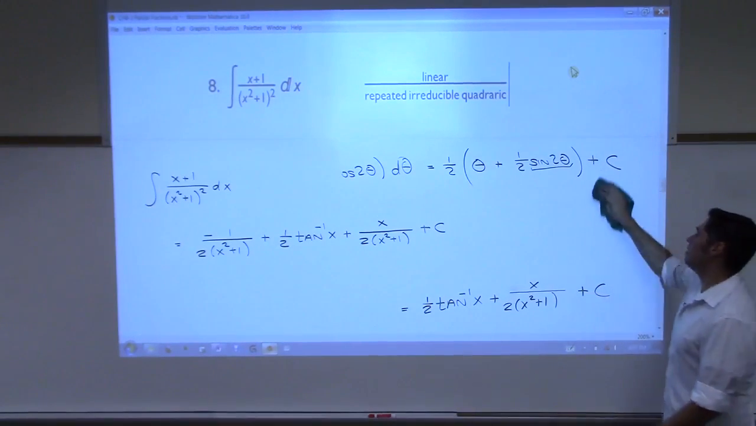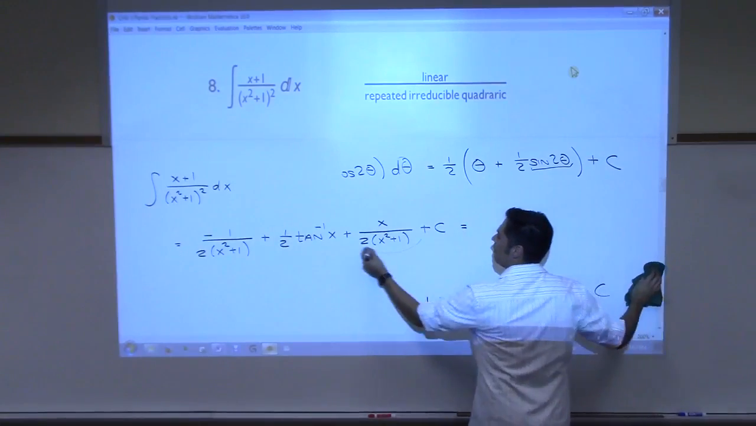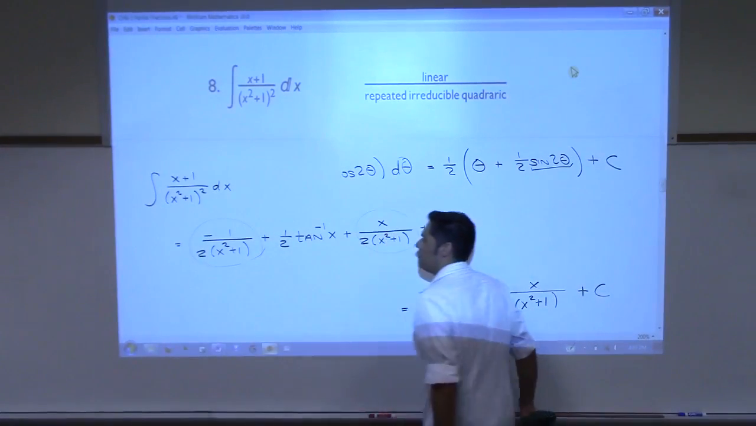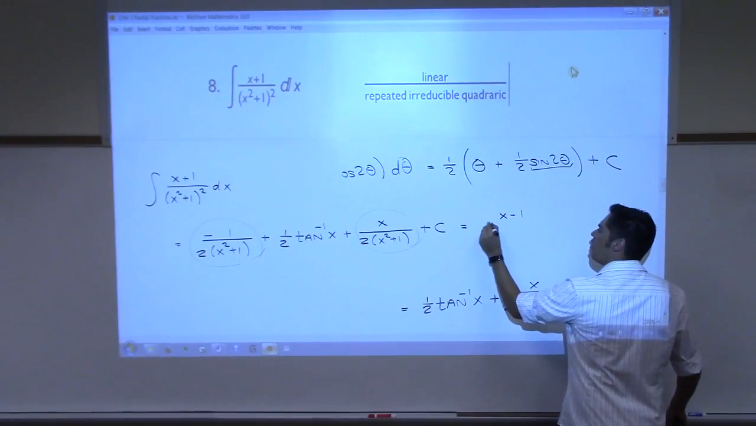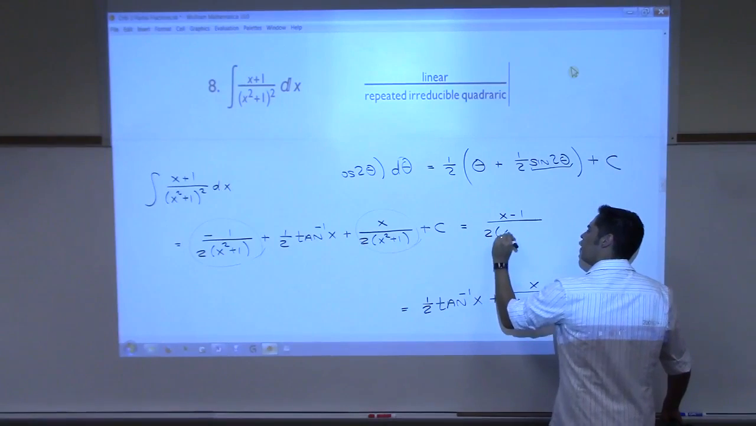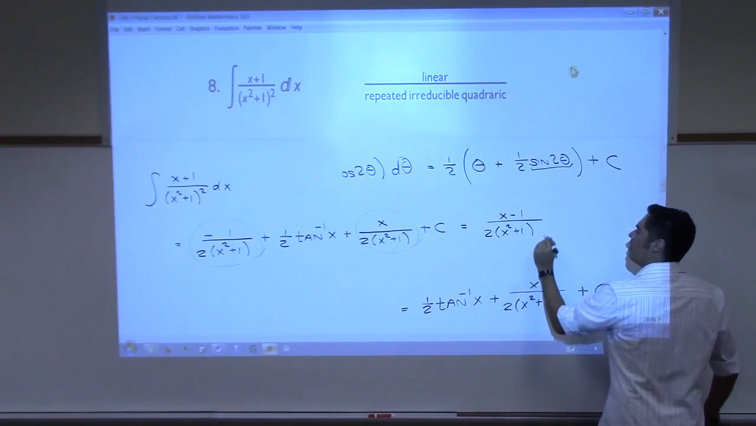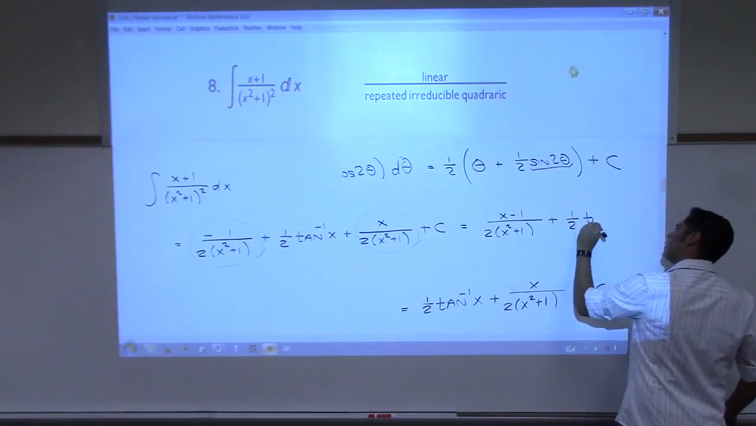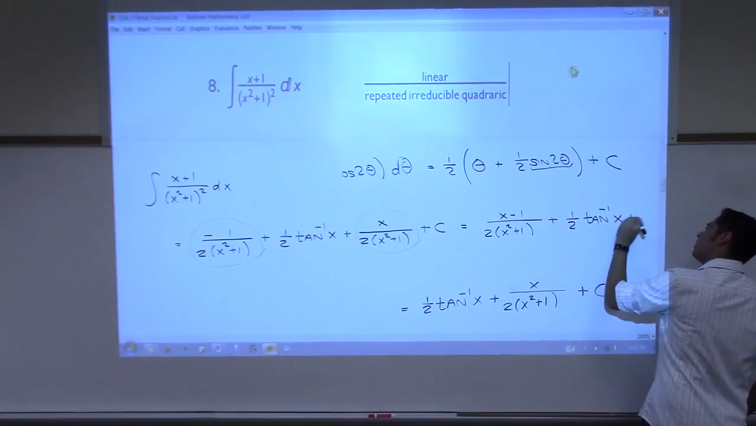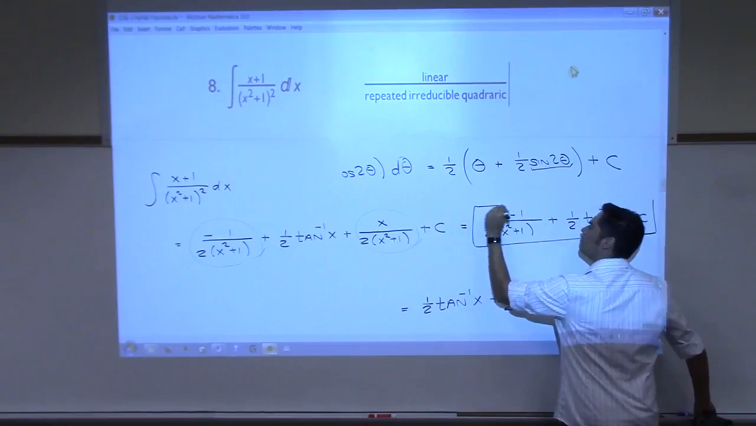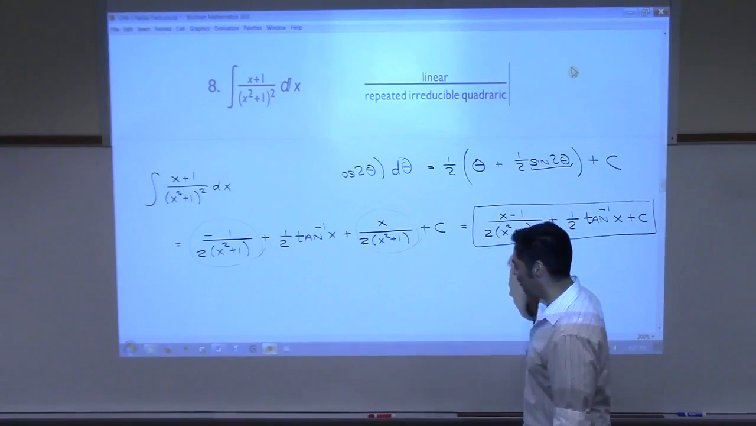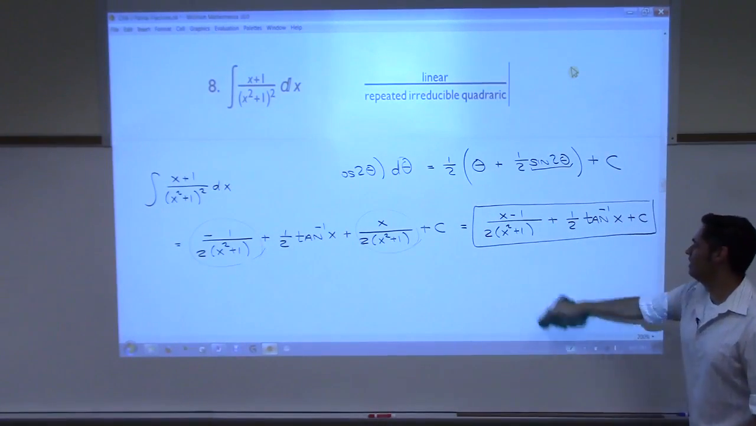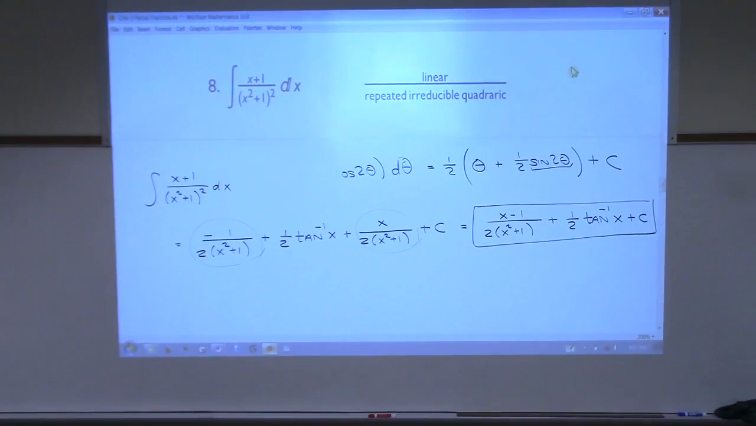I see some like terms here. This and this have the same denominator, don't they? So I could put those together, combine their numerators together. I just get x minus 1 over 2 times x squared plus 1 plus 1/2 arctangent x plus c. If you don't clean up on the test, that's fine. If you wouldn't have done that on the test, I probably wouldn't care. I'd be proud of you for making it that far. Because that is a small journey, isn't it?